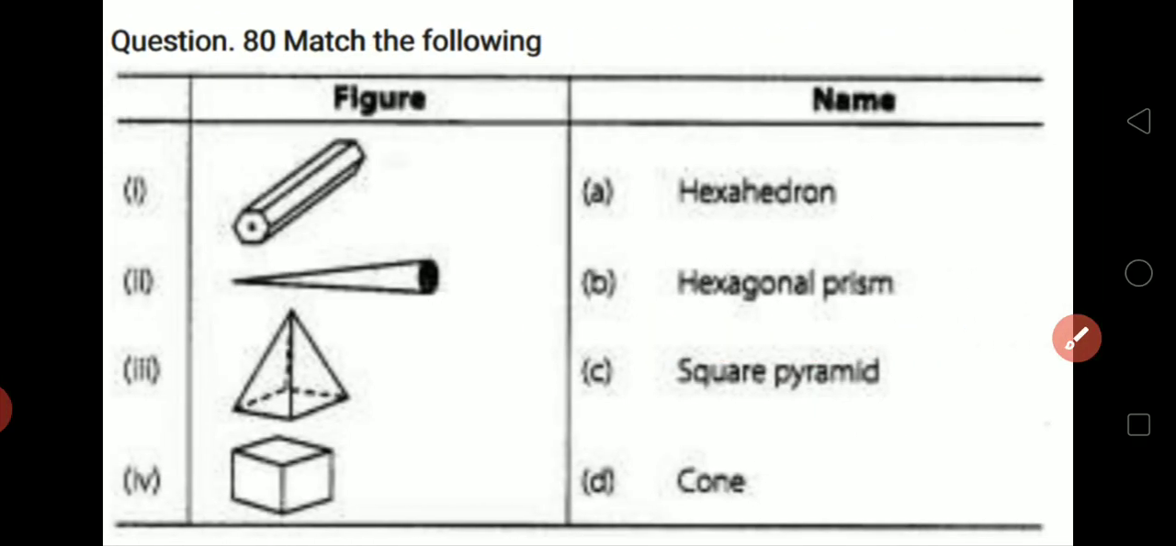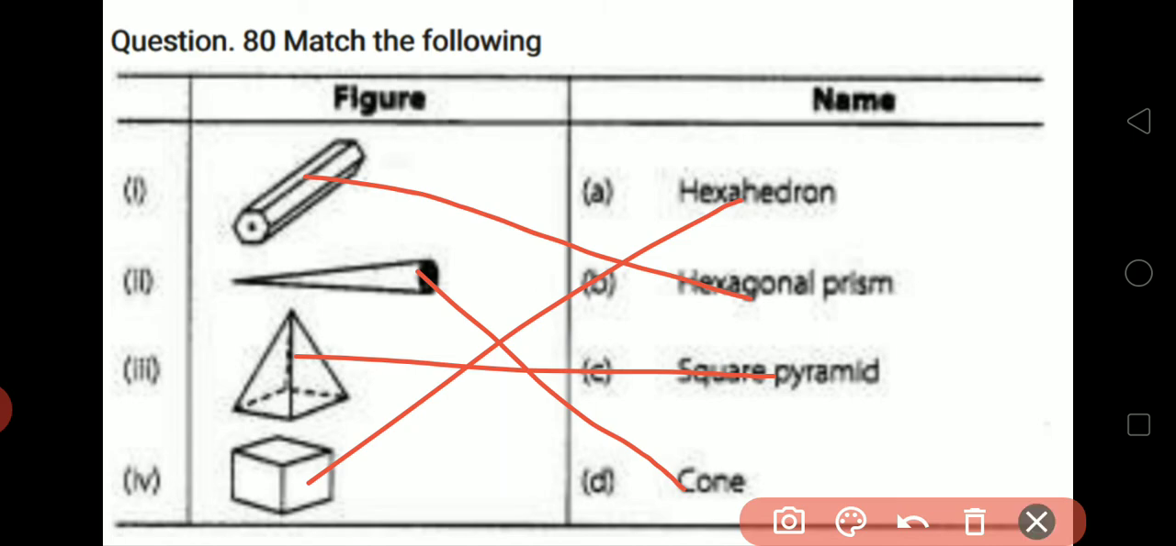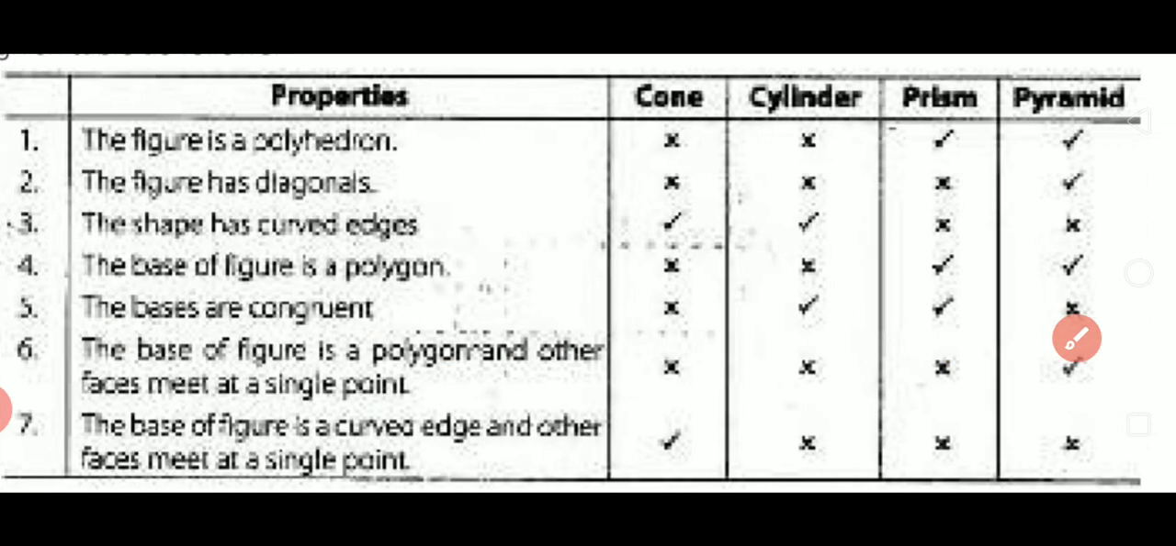Let us come to the next one. Match the following. So this is a cone, you know that, and this is a square pyramid. This is a hexagonal prism, right, and this is a hexahedron.